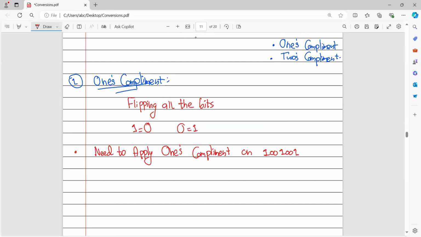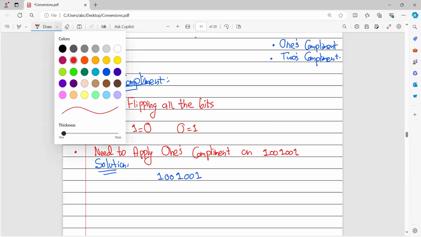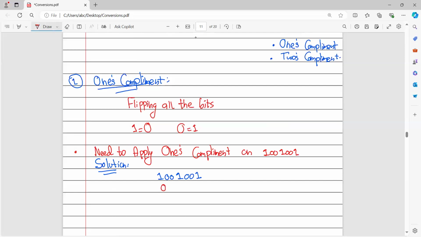1001001. For the solution of this question, you simply copy the question right here, 1001001, and then flip each 1 into 0 and each 0 into 1. So 1 becomes 0, 0 becomes 1, 0 becomes 1, 1 becomes 0, 0 becomes 1, 0 becomes 1, and 1 becomes 0. Is this clear?